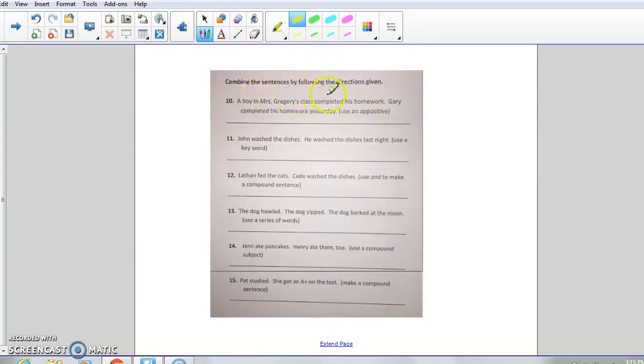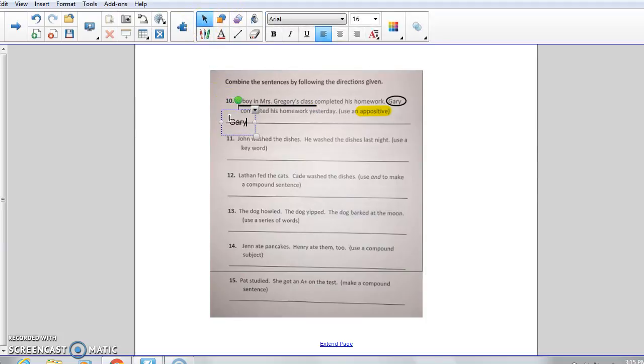A boy in Mrs. Gregory's class completed his homework. Gary completed his homework yesterday. We have to use an appositive. So again, we have a subject, Gary, and something that tells more about him. Well, he's a boy in Mrs. Gregory's class. So to combine that, we're just going to say Gary, comma, a boy in Mrs. Gregory's class, comma, completed his homework.